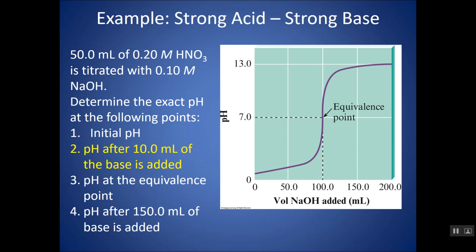Okay, let's look at the next situation: the pH after 10 milliliters of the base is added. So now there's actually a reaction happening. I have this acid, and it's reacting with 10 milliliters of 0.1 molar NaOH. But hey, what kind of problem is this?